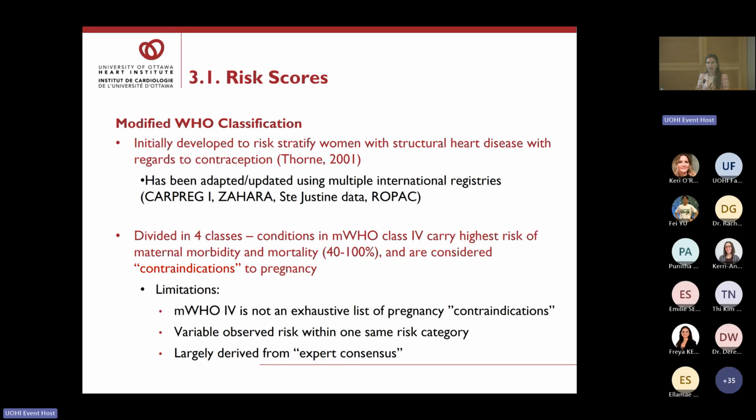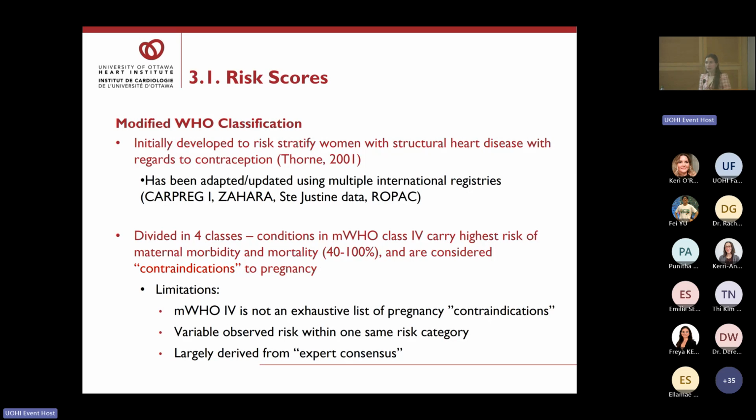The way it works is that based on your risk category, we see an associated risk of maternal morbidity and mortality. So for example, WHO class 4 would be a situation in which the risk to the mother is 40 to 100%, so extremely high, and is technically considered a contraindication for pregnancy.